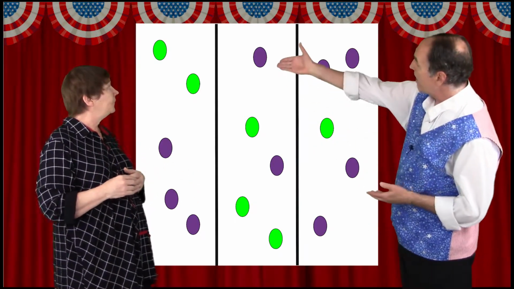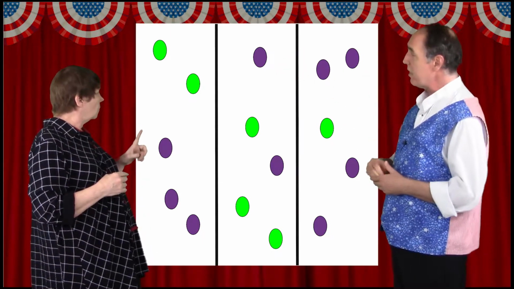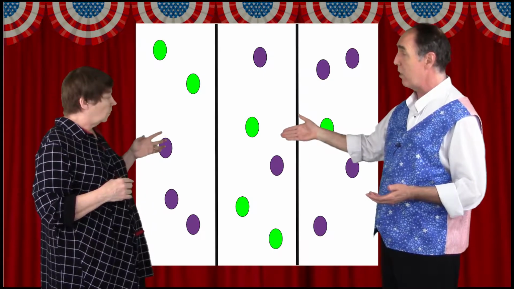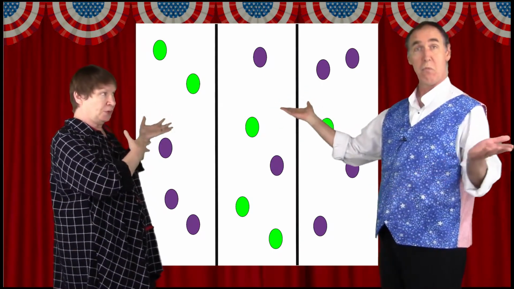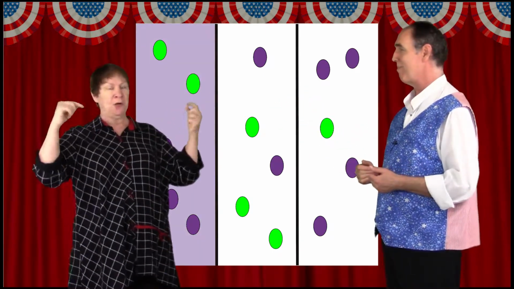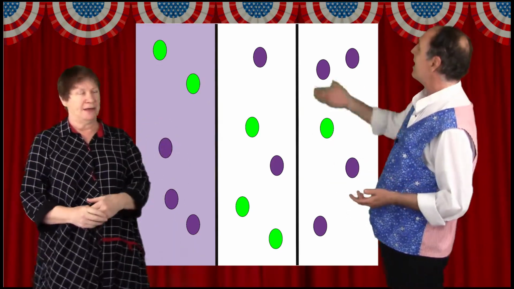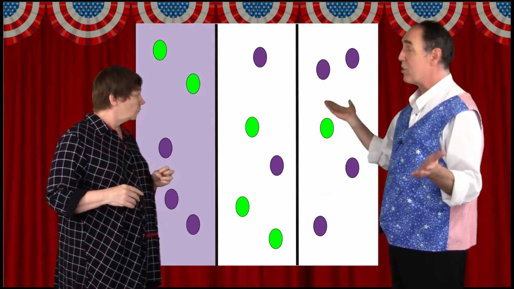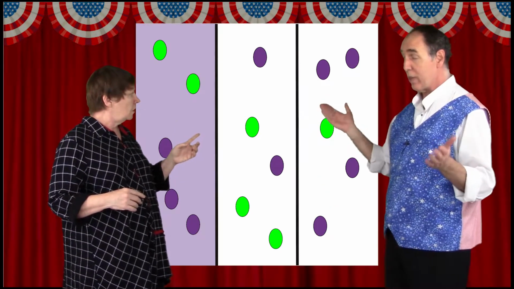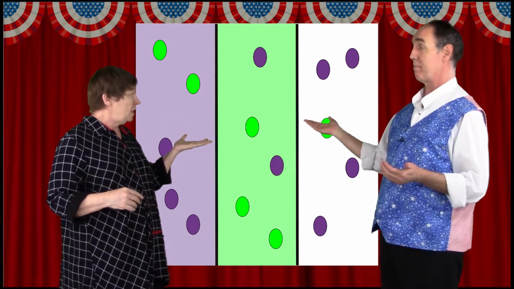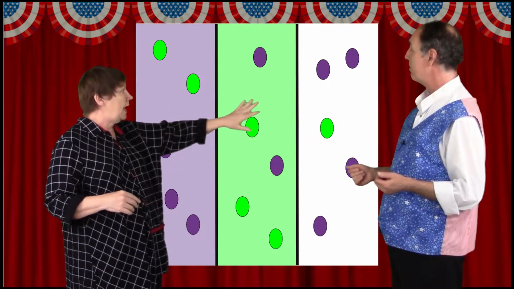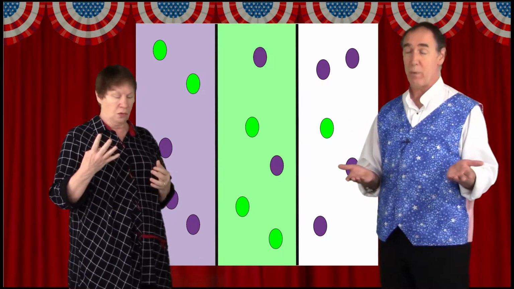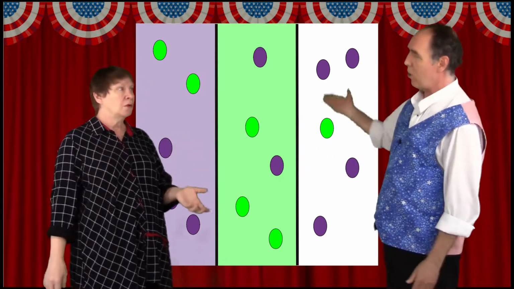Over on that one, there are 3 purple voters and 2 green voters. So this would be a purple district. The purple party would win this one. In the middle one, there are 3 for green and 2 for purple. So that one goes to green. The last one over here has 4 for purple, 1 for green, so this one also goes for purple.